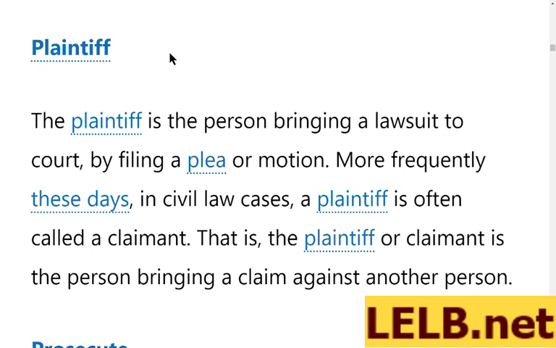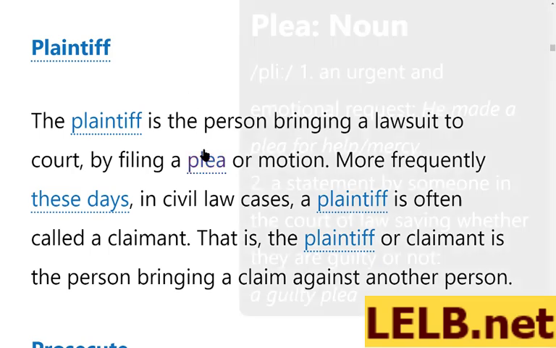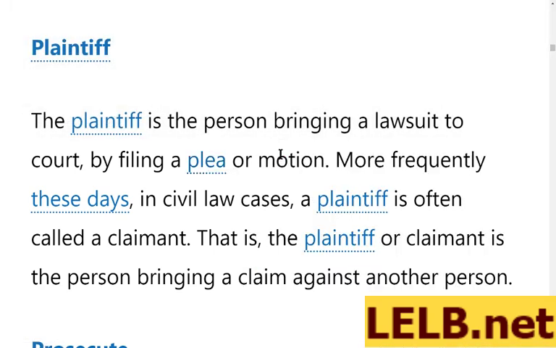synonyms and also antonyms. The plaintiff is the person bringing a lawsuit to court by filing a plea or request or motion. More frequently these days in civil law cases, a plaintiff is often called a claimant. That is, the plaintiff or claimant is the person bringing a claim against another person.